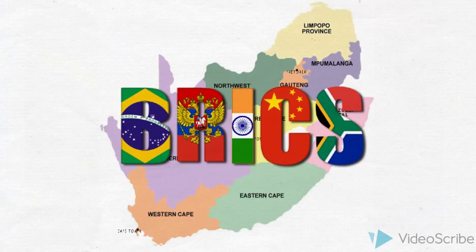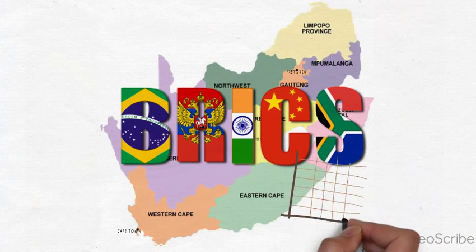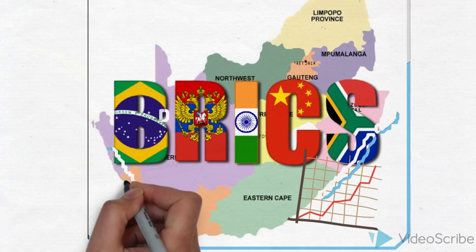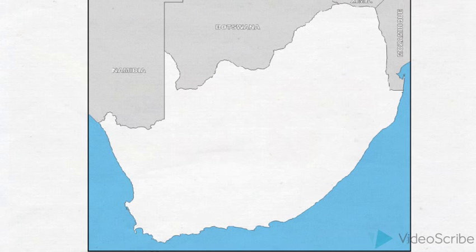Nowadays, it's one of the BRICS countries, beside Brazil, India, China and Russia, one of the fastest growing countries in the world. But how could this remote country become the most important one in Africa, and one of the most relevant in the world? To answer this question, let's move to the 16th century.